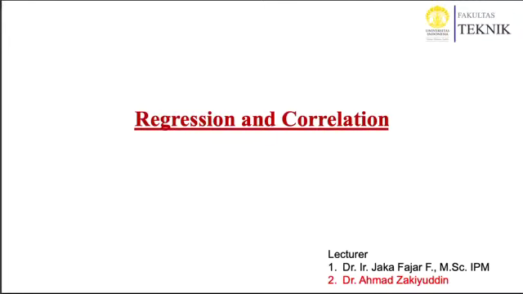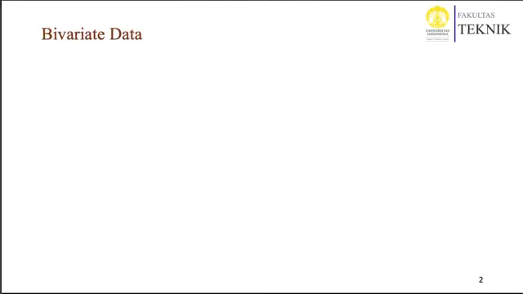So in this video we will briefly talk about regression and correlation for statistical use. Basically for regression and correlation, the characteristics are: it's bivariate data. What does bivariate data mean? Bivariate data consists of at least ordered numeric pairs.